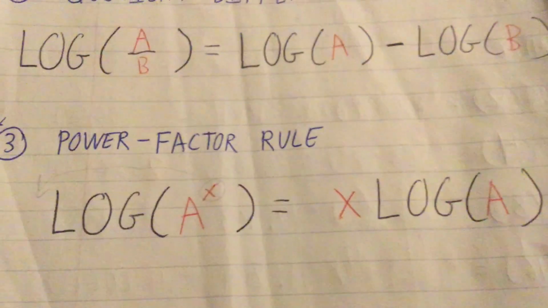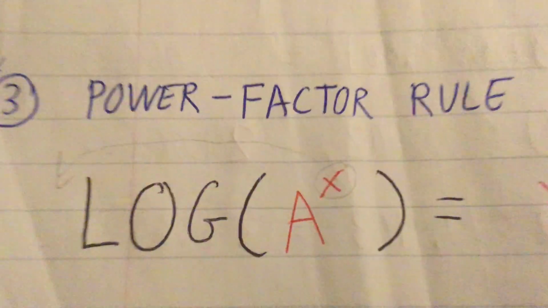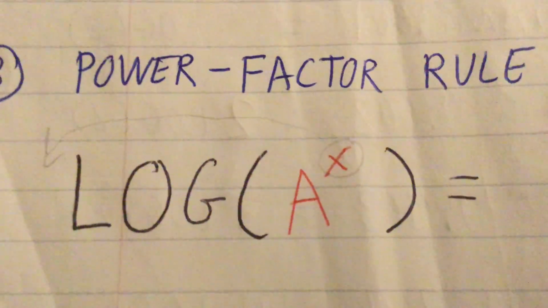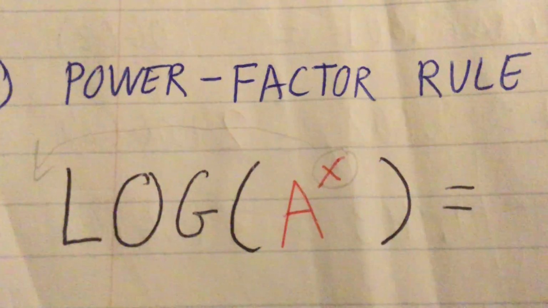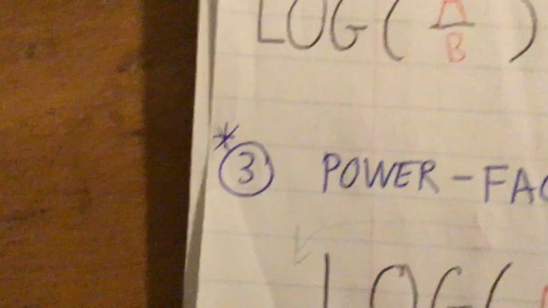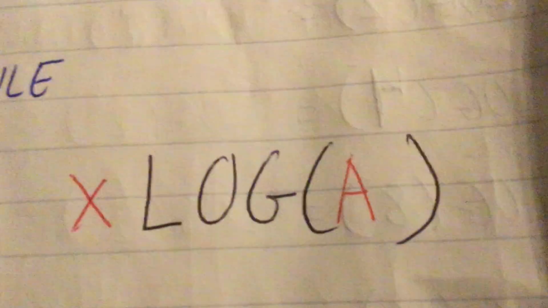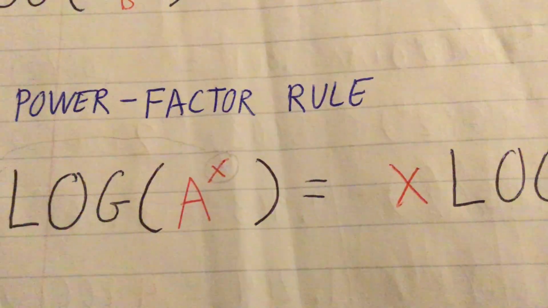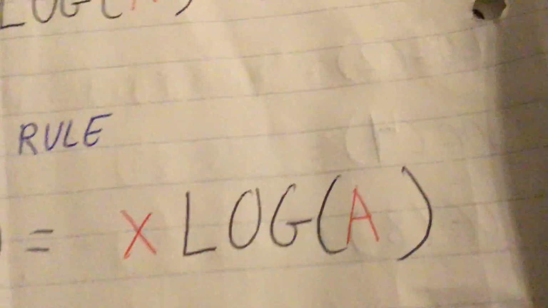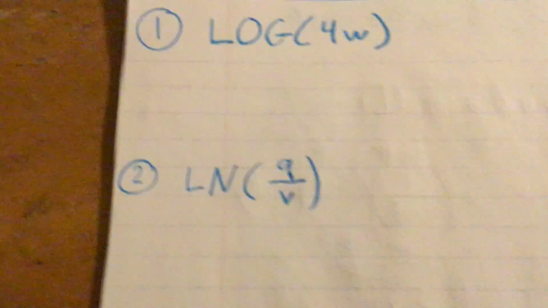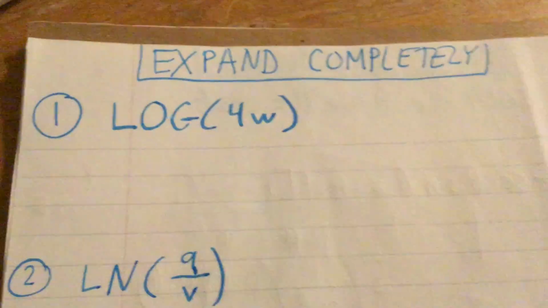And finally, the power factor rule. If you have an exponent inside of your logarithm, you can break it down by making the exponent fly to the front as a factor. So log of a to the x is equal to x log of a. Once again, it's only three rules. So let's get started with the first rule.